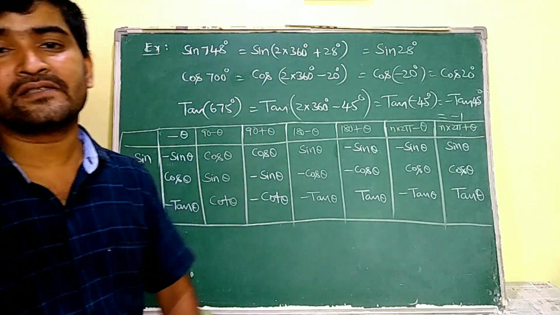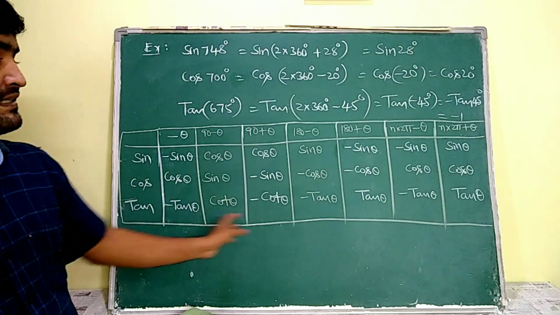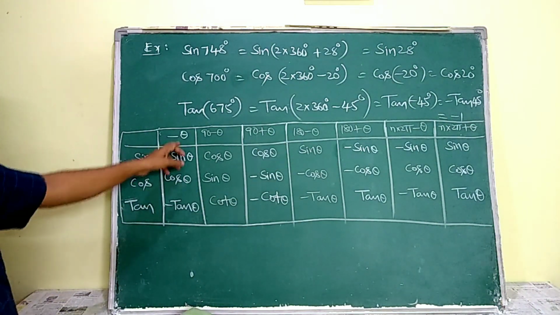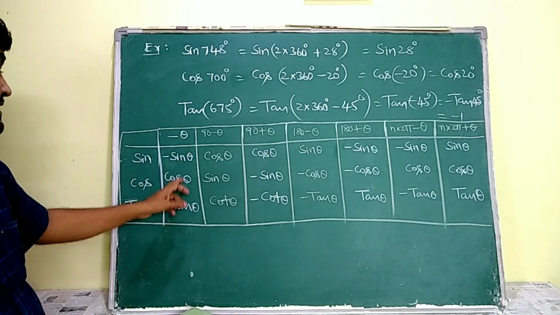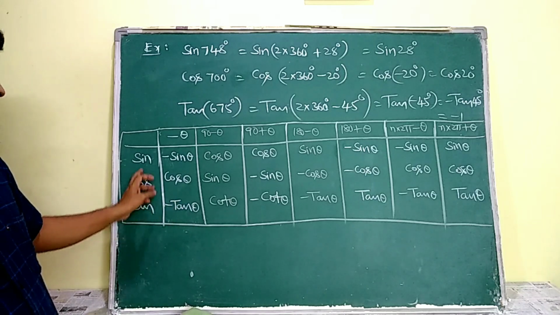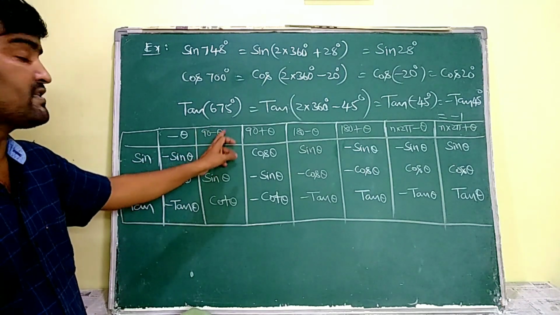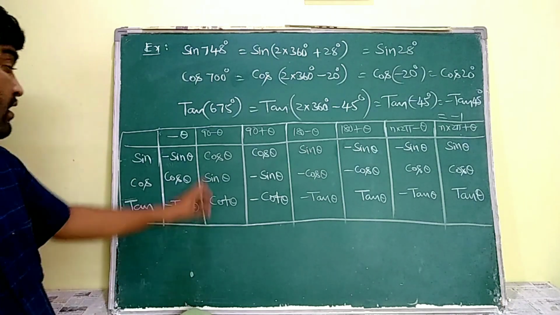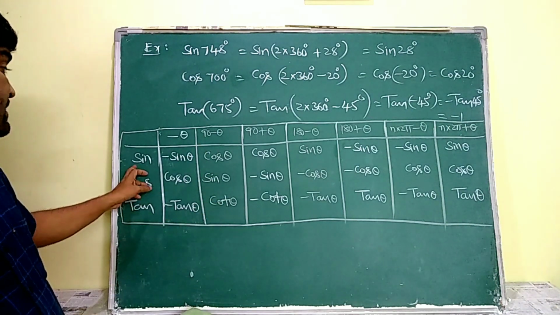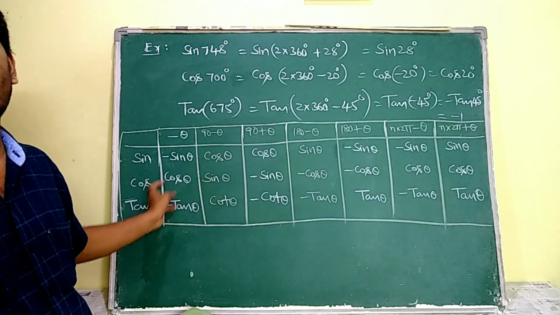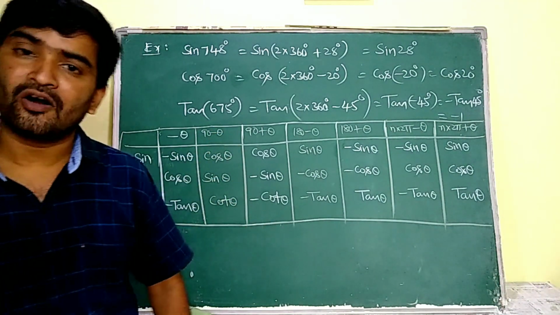So here in this video we discussed this entire table theoretically. See, sin of minus theta is minus sin theta, cos of minus theta is cos theta, tan of minus theta is minus tan theta. Similarly, sin(90 minus theta), this is the first quadrant angle. In the first quadrant all trigonometric ratios are positive, so all these are positive. So sin(90 minus theta) means cos theta, cos(90 minus theta) is equal to sin theta, tan(90 minus theta) is equal to cot theta.